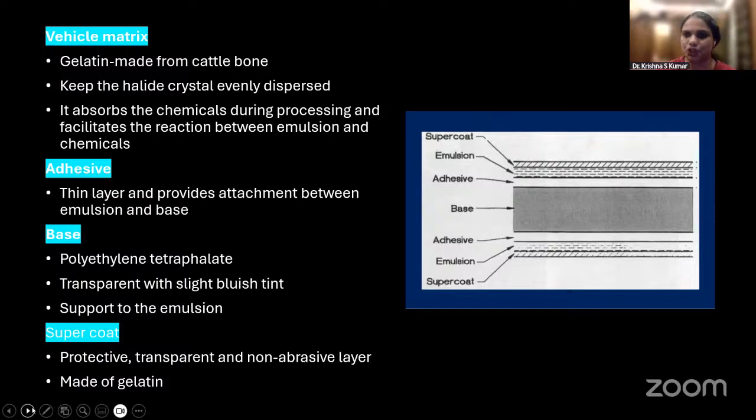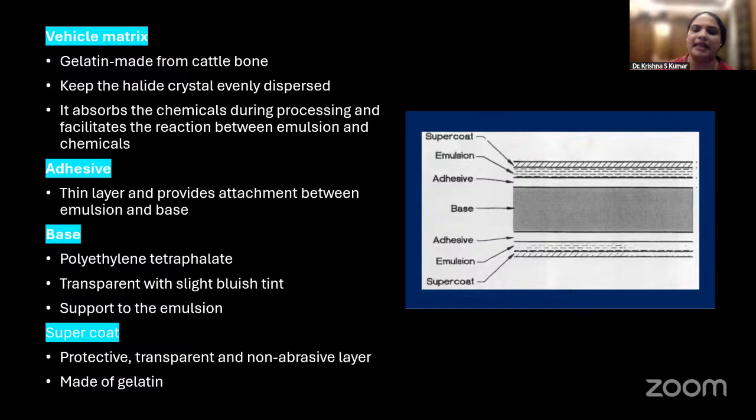Adhesive, as I told, attaches the emulsion to the base. And what is the base? Base is made up of polyethylene terephthalate. It is transparent. It does not cast any shadow. It has a slightly bluish tint, which helps for better viewing, as well as causes less strain to the eyes. It supports the emulsion, and it is non-inflammable, and it's flexible, and it is a completely safe material to use.